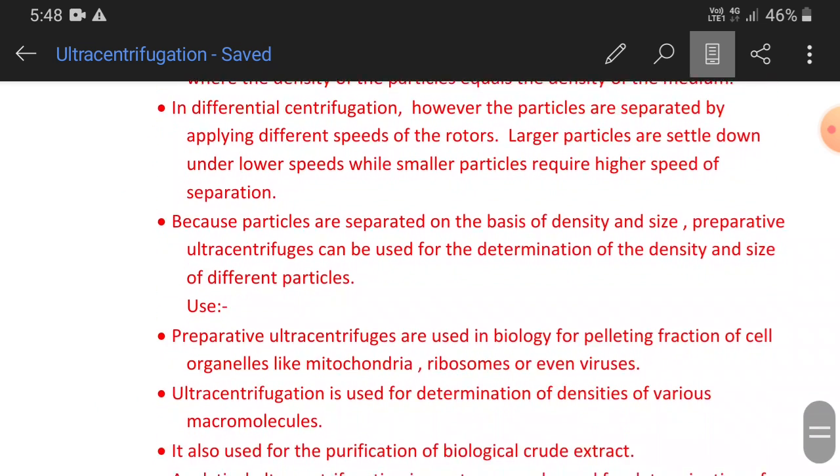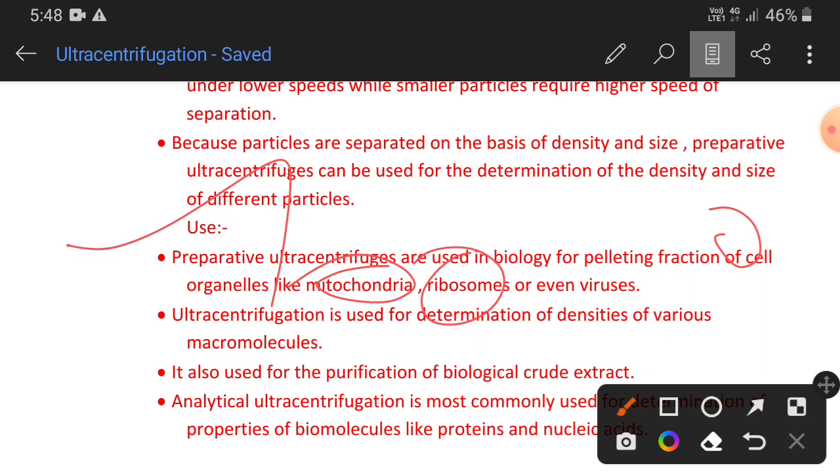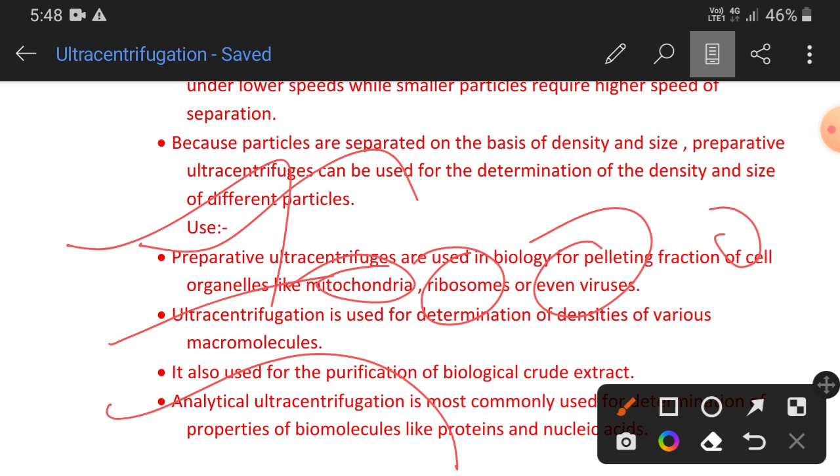So what are the uses? You can purify crude extract with the help of ultracentrifugation. You can pellet fractions of cells, organelles like mitochondria, ribosomes and even viruses with the help of preparative ultracentrifugation. Analytical ultracentrifugation will help you to determine various properties of biomolecules, and ultracentrifugation is also used for determination of densities of various macromolecules.